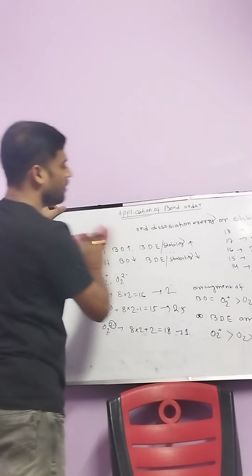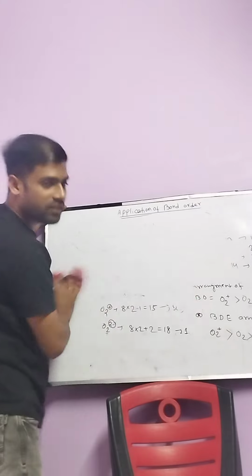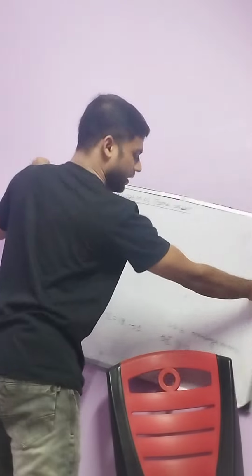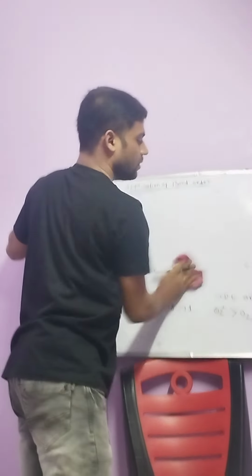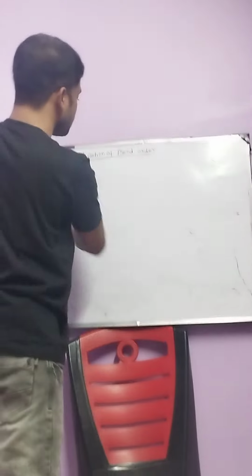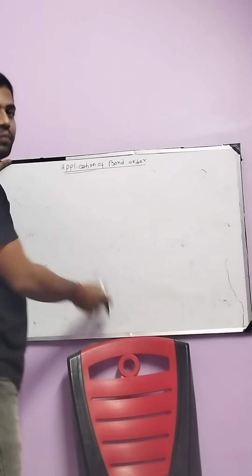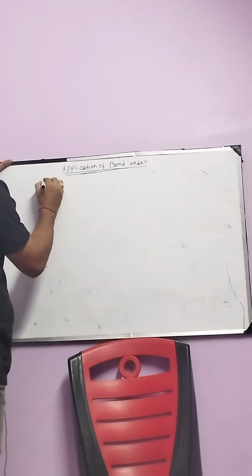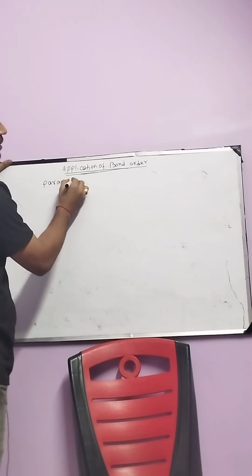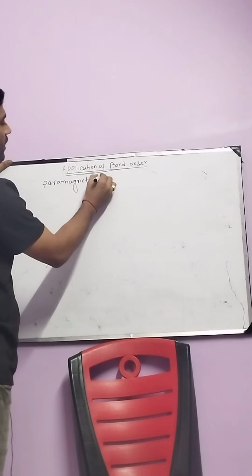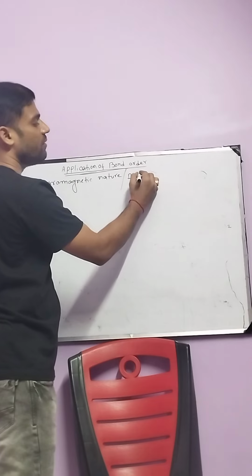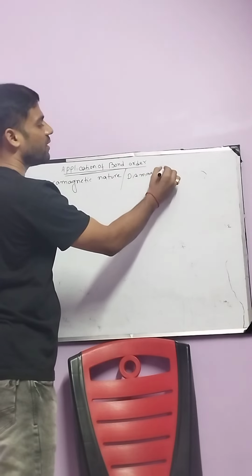Then next, topic 6: the paramagnetic and diamagnetic nature. What is paramagnetic? This is part of bond order. That means paramagnetic nature and diamagnetic nature. Which molecules are paramagnetic, which molecules are diamagnetic?